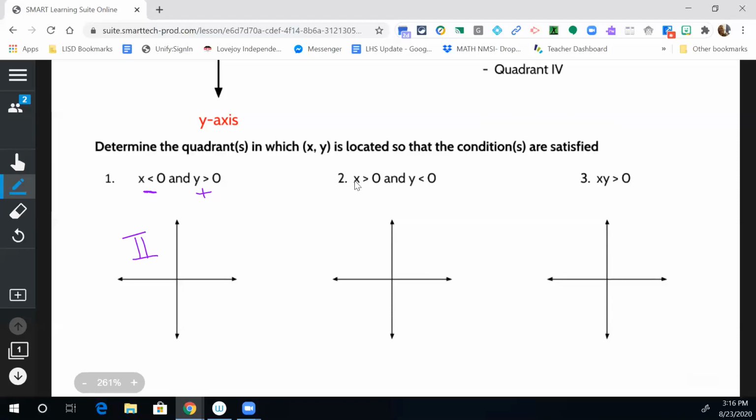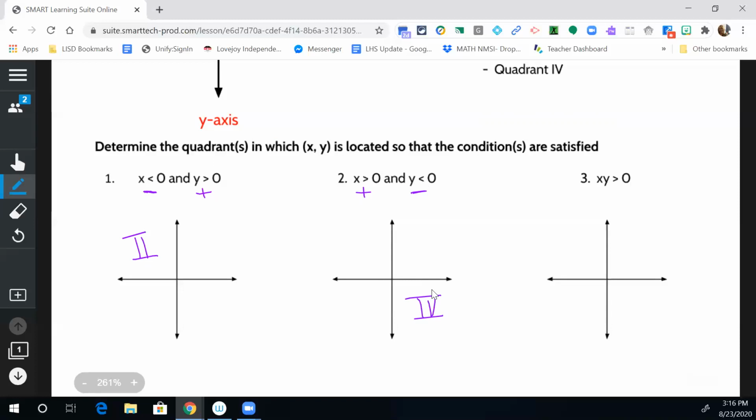On number 2, x is greater than 0, which makes it positive, and y is less than 0, which makes it negative. If we were to graph this, we would have to go to the right because it's positive, and then down because y is negative, and that would put us in this fourth quadrant. So you're going to have to memorize your quadrants.